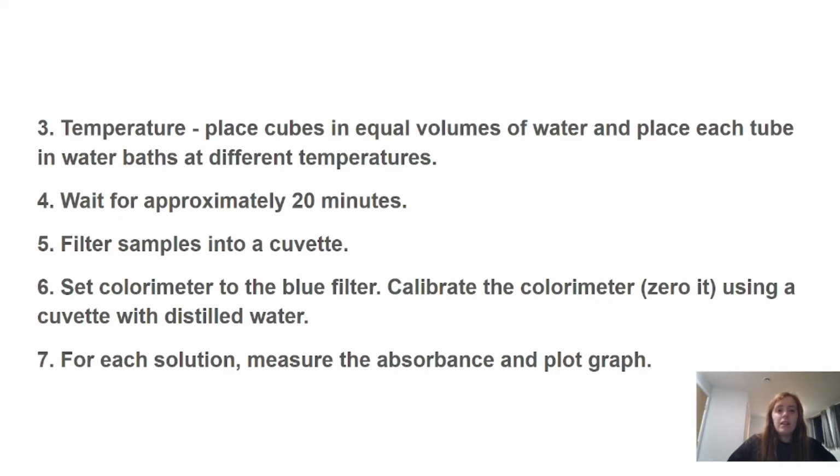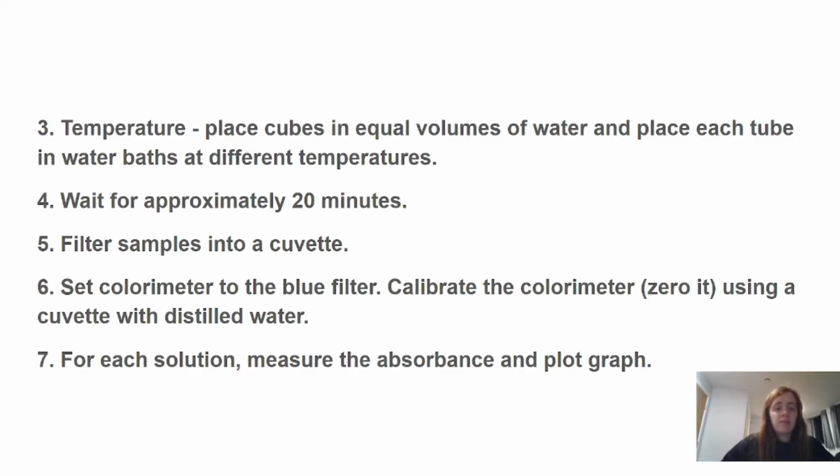So if you're investigating temperature, it's a bit more simple. You place your cubes of beetroot into volumes of water in test tubes. Obviously it's important that the volumes of water are the same. And you place your test tubes into water baths of different temperatures. It's up to you what temperatures you use, but usually it's like 10, 20, 30, 40, 50, 60, or whatever you want.